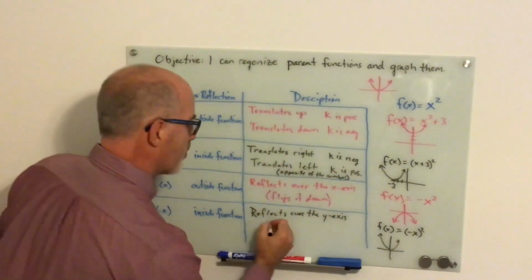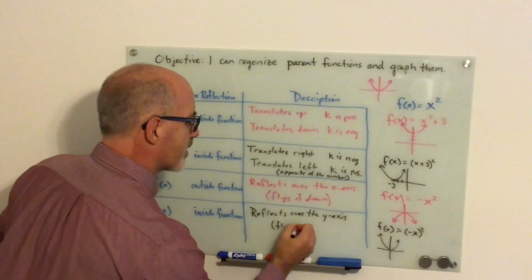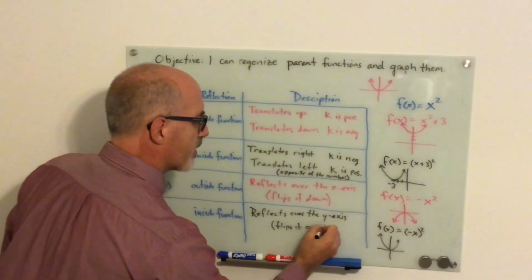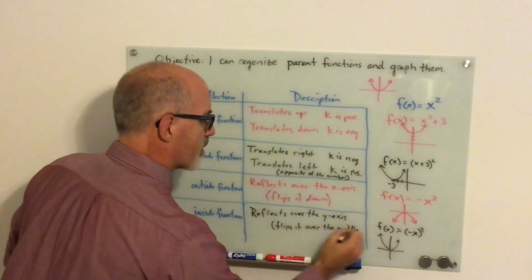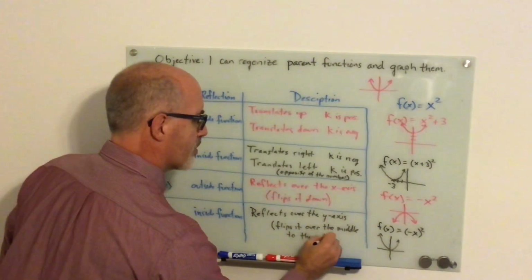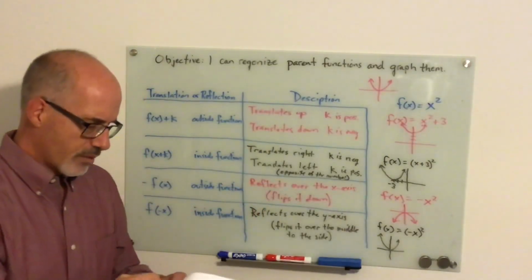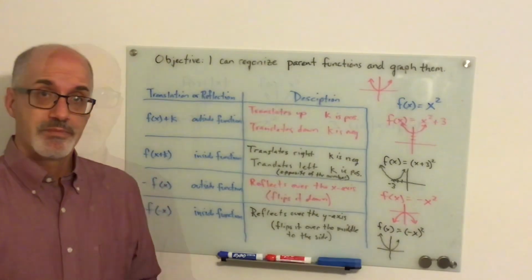So this flips it over the middle, to the side. So you take it and flip it to the side by flipping it over the middle. All right, next I want to do some examples of these for you.